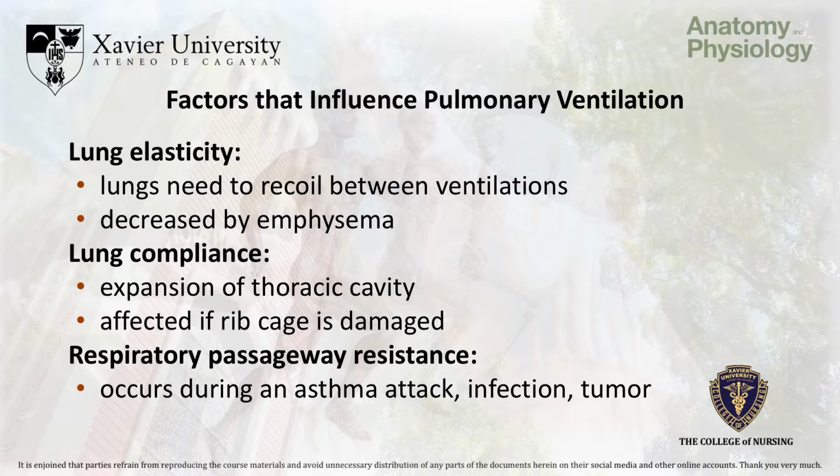Now next, for the lung compliance, expansion of the thoracic cavity is affected if the rib cage is damaged. And lastly, the respiratory passageway resistance. It occurs during an asthma attack, infection, or tumor.